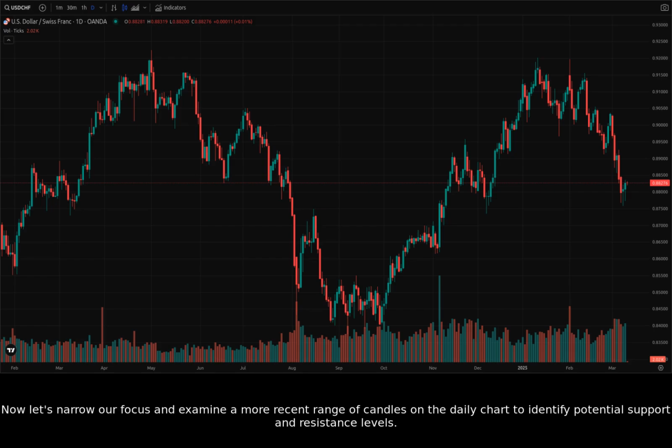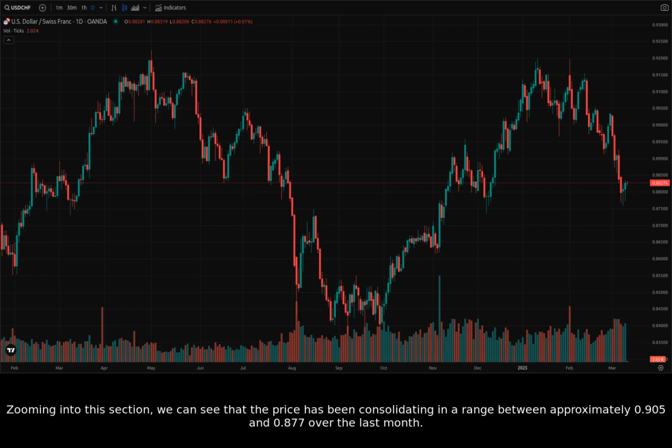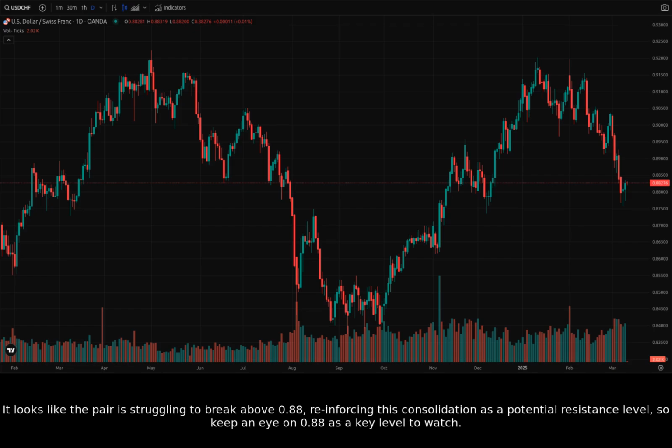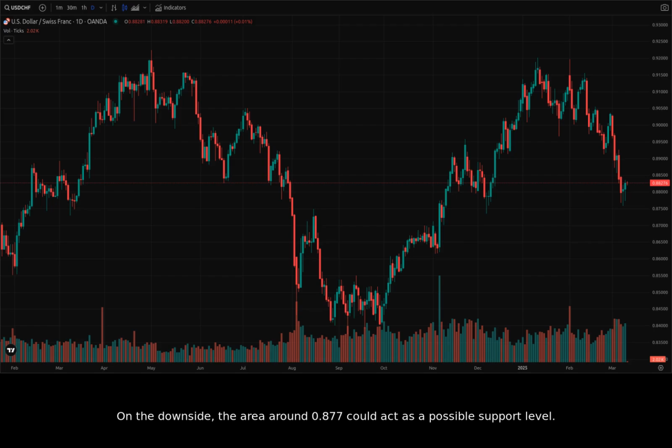Now let's narrow our focus and examine a more recent range of candles on the daily chart to identify potential support and resistance levels. Zooming into this section, we can see that the price has been consolidating in a range between approximately 0.905 and 0.877 over the last month. It looks like the pair is struggling to break above 0.88, reinforcing this consolidation as a potential resistance level, so keep an eye on 0.88 as a key level to watch. On the downside, the area around 0.877 could act as a possible support level.